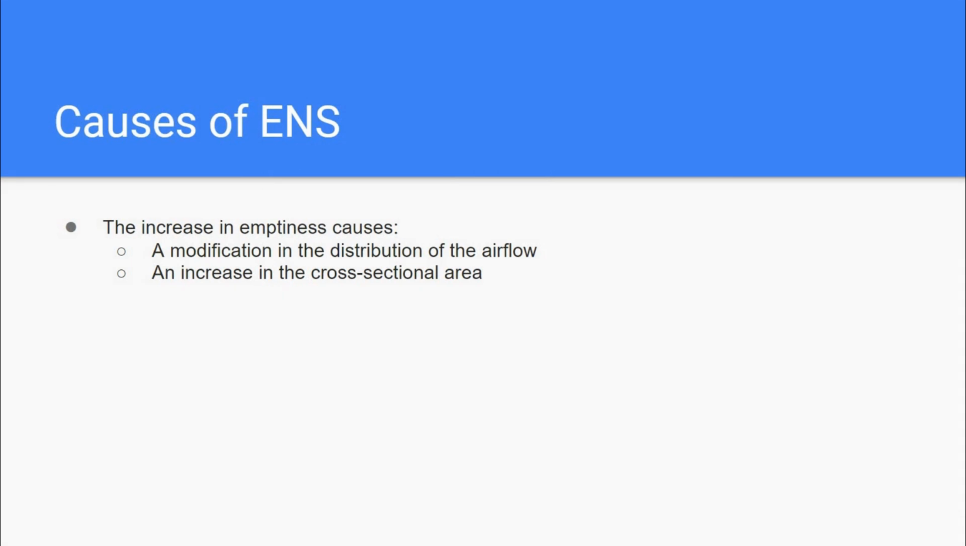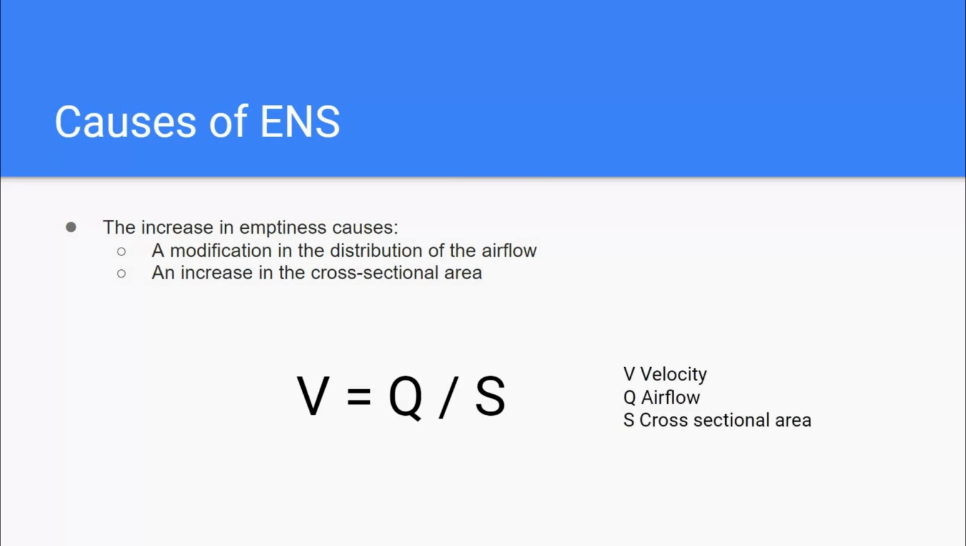The increase of the cross-sectional area reduces the velocity of the airflow. Indeed, the velocity is equal to the flow divided by the section. If you increase the section, you decrease the velocity for the same flow. The normal flow when you are at rest is around 15 liters per minute. The decrease of the airflow affects negatively the wall shear stress.